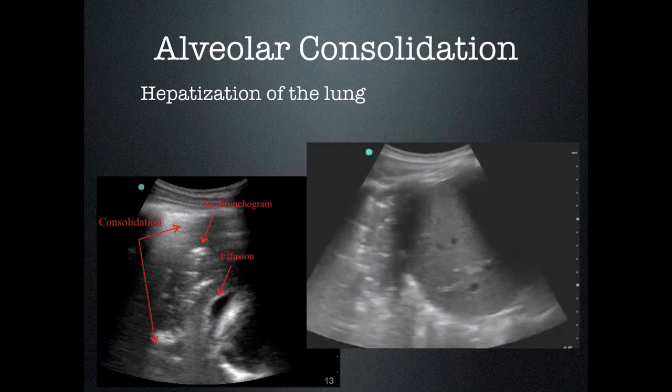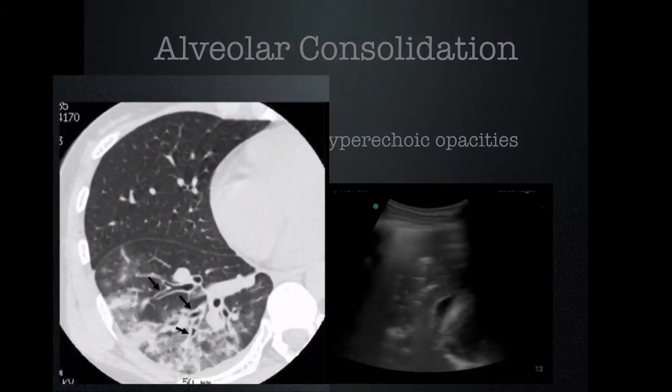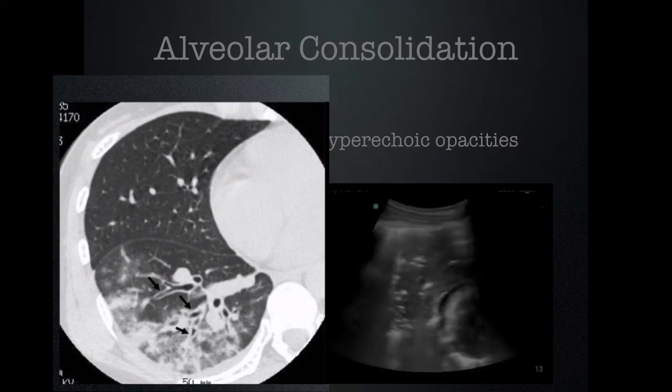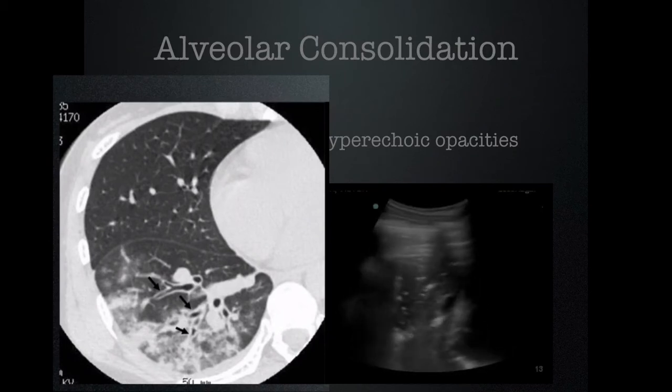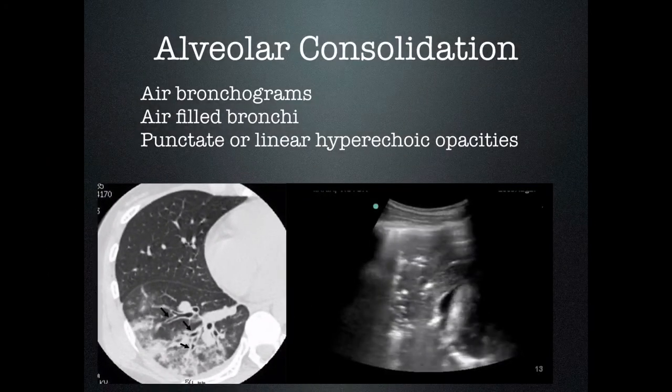We can see these as punctate linear hyperechoic areas within the lung, and these are air-filled spaces that remain within the lung that has been filled with a fluid or pus. This is called hepatization of the lung. We can see in the CT image that the air on a CT is black, and it still remains in the bronchioles even though the lung has been infiltrated with fluid or pus.